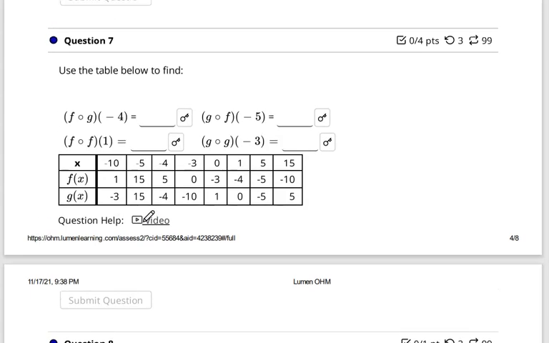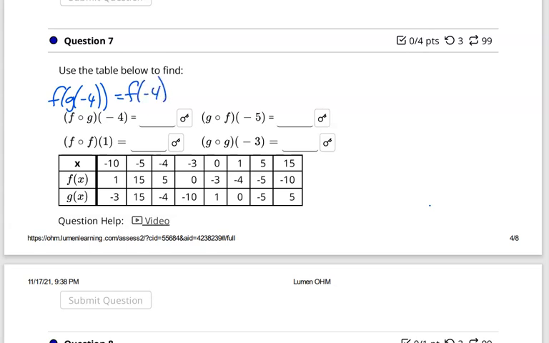Now it's a matter of using tables to find these. So carefully check the tables. I always rewrite this. F of g at negative 4. Well, g of negative 4 is negative 4. So this becomes f of negative 4, because g of negative 4 gives us negative 4. X in, g out. Now f of negative 4, negative 4 in, I get a 5 out. So that's a 5.